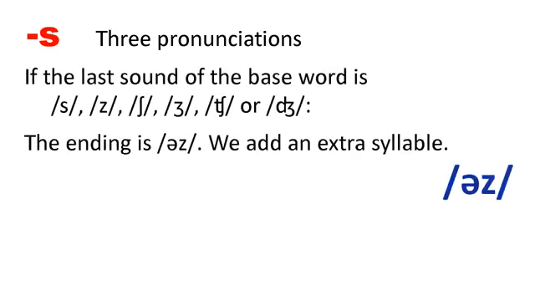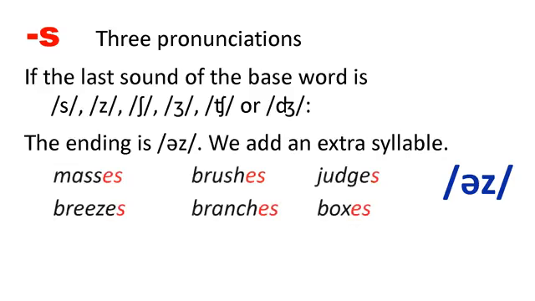If the last sound in the word is s, z, sh, zh, ch, or j, the ending sounds like uz. We add an extra syllable to the word. Masses, breezes, brushes, branches, judges, boxes.